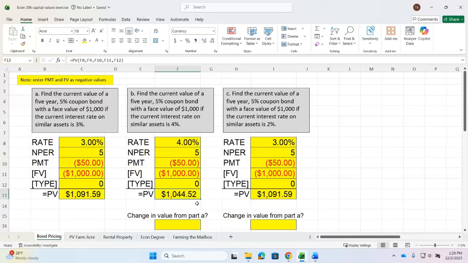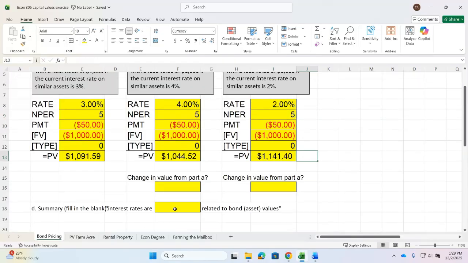That makes the value of the bond do what? Go down. Dial that interest rate over here down to 2%. That makes the value of the bond go up even higher. Interest rates are inversely related to asset values. Let's take care of that right now.